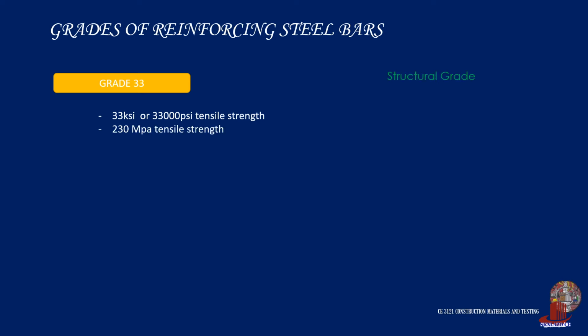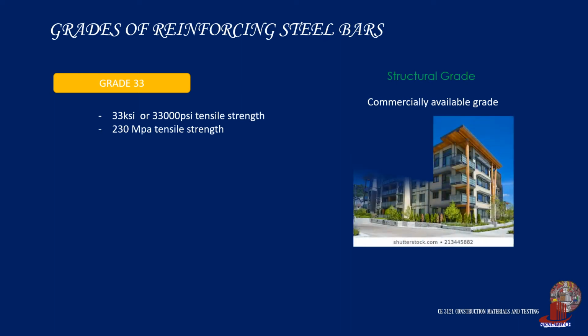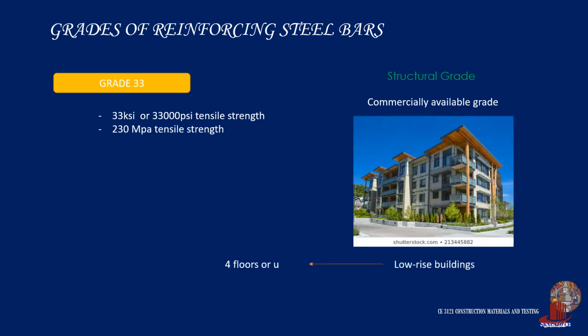This grade is called structural grade, and this is the most commercially available in smaller merchants. A low-grade steel, such as grade 33, is sufficient for structures considered as low-rise or those which would have 4 floors and lower. Upon checking for supplies on this grade, one can check the two ends of the bar.